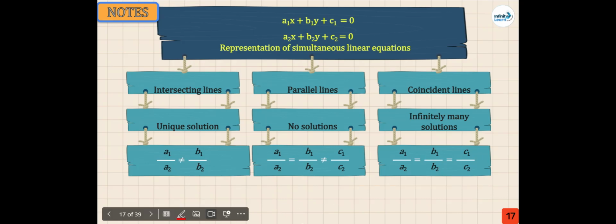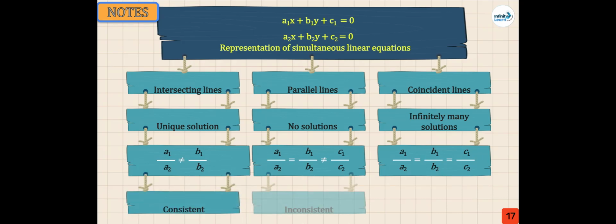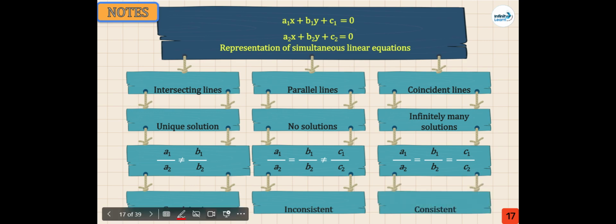So we have already discussed this table. Now moving on further. सॉल्यूशन कैसा होगा इसका? इंटरसेक्टिंग लाइंस का कंसिस्टेंट, पैरेलल लाइंस का इनकंसिस्टेंट, अगेन कोइंसिडेंट लाइन का कंसिस्टेंट सॉल्यूशन. दिस इज वेरी इंपॉर्टेंट अबाउट द सॉल्यूशन. कंसिस्टेंट फॉर इंटरसेक्टिंग, इनकंसिस्टेंट फॉर पैरेलल एंड कंसिस्टेंट फॉर कोइंसिडेंट लाइन.